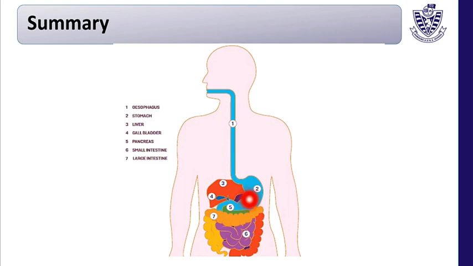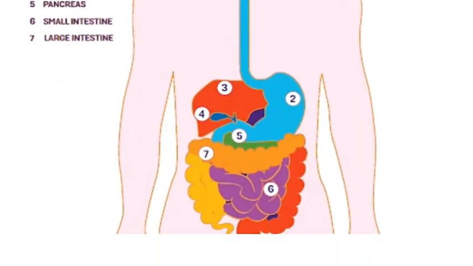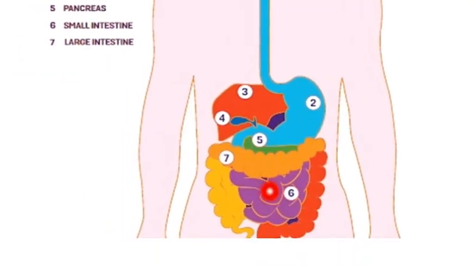The stomach releases hydrochloric acid, which kills harmful bacteria. The food now enters a long narrow tube called the small intestine. Students, here is the small intestine. Here more juices are added to the food by other organs like the liver, pancreas, and gallbladder. Now the food gets absorbed into the blood while the waste material is passed into the large intestine.